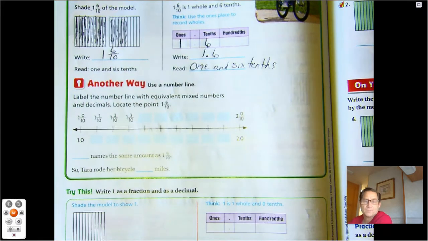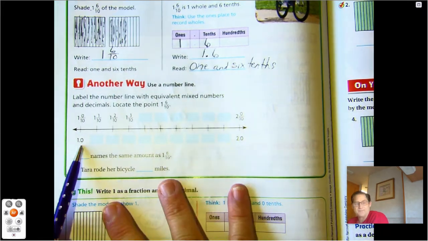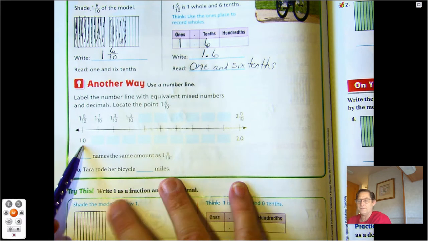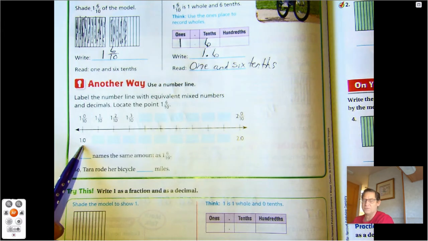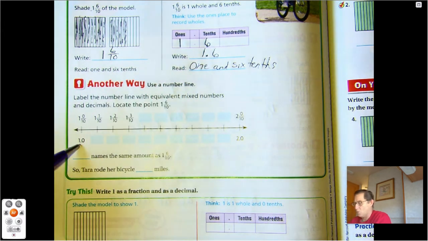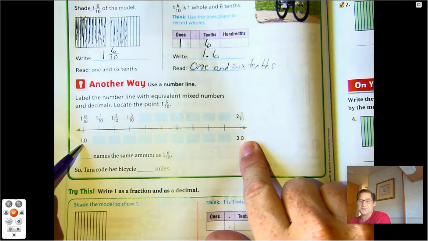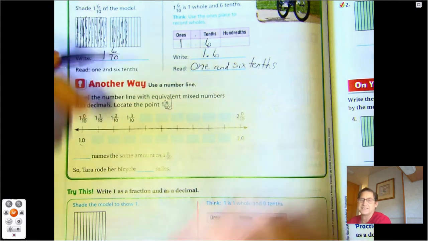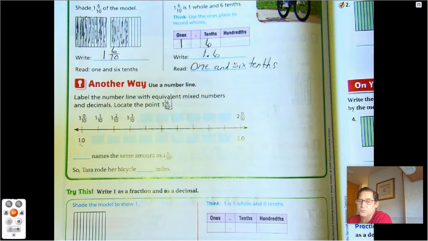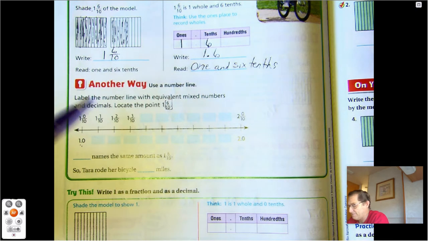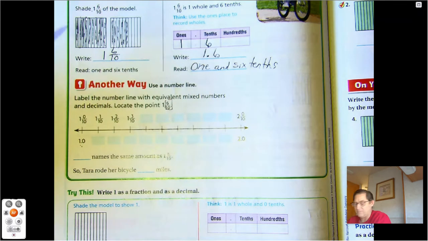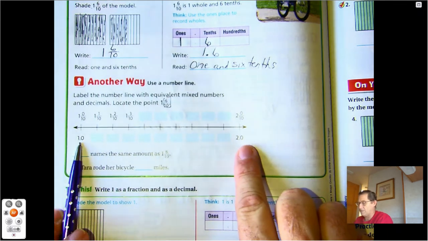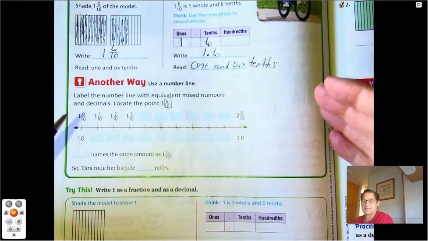Use a number line. Okay, so now here we notice that our number line starts at 1 because we have a value that's greater than 1. So we don't need to start at 0. So 1 ending at 2, because 1 and 6/10, I know the 6/10 part is less than 1 whole. So I don't have 2. Now the tenth parts are going to be exactly the same. No matter what, in between two whole numbers, there's going to be 10/10.